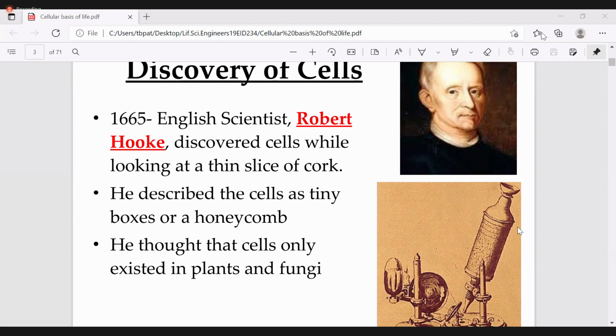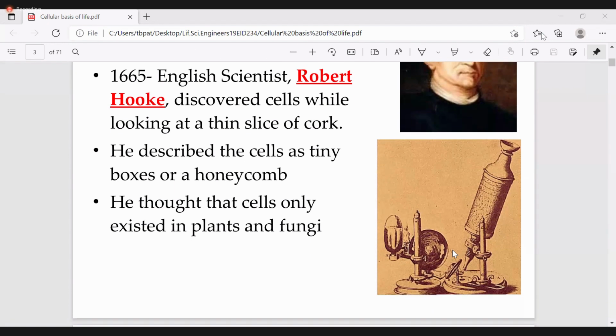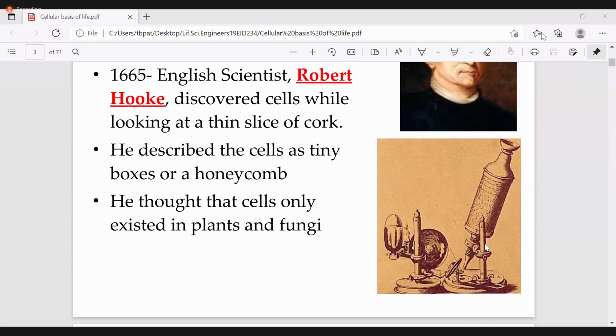Like the nest of honeybees, it seems to be like that. He thought that cells only existed in plants and fungi. He identified only up to that, with the old technology of the microscope.